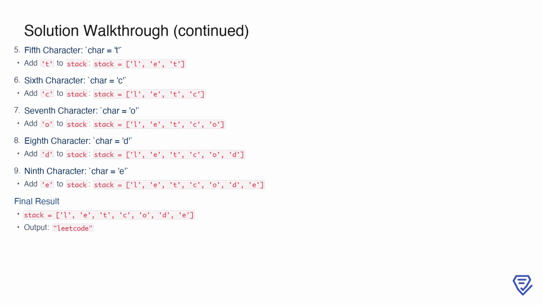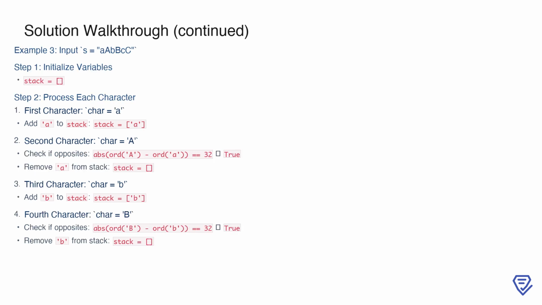The seventh character, O, is also added, making the stack LETCO. Similarly, the eighth character, D, is added to the stack, updating it to LETCOD. Finally, the ninth character, E, is added to the stack, leaving us with LETCODE. After processing all characters, the stack contains all these letters, so the output is the string formed by combining them, which is LeetCode.